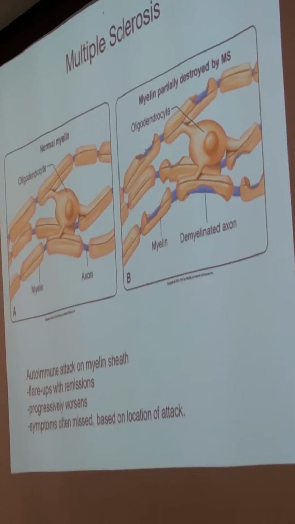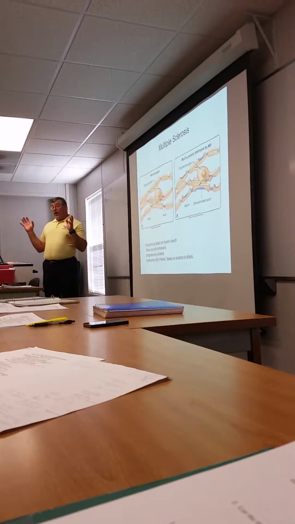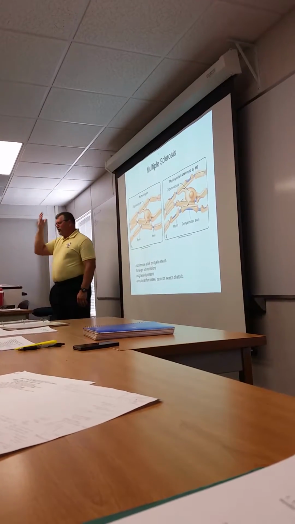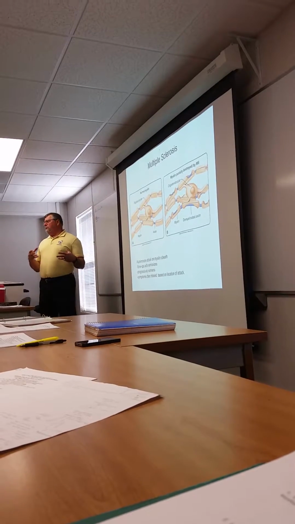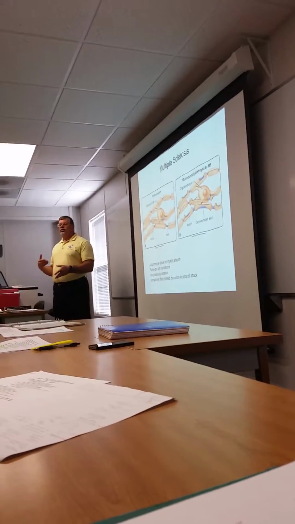which particular neurons are being affected, which particular axons, which nerve pathway is being affected, you get different symptoms. So if the immune system is deciding, I'm going to attack the optic nerve, you have vision problems. Things go blurry, you might even go blind. Or if it attacks a motor nerve, you lose muscle control. Okay, or you lose sensation.